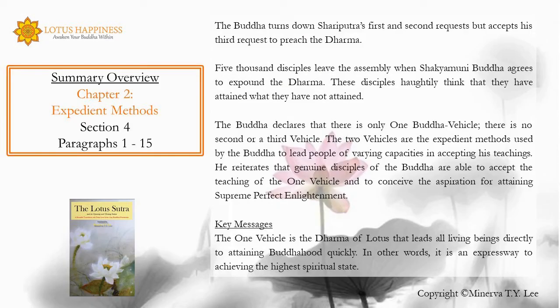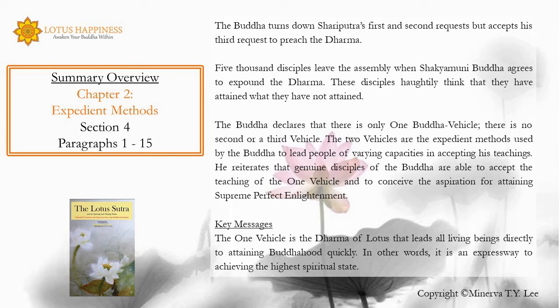Summary Overview. Chapter 2, Expedient Methods, Section 4, Paragraphs 1 to 15. The Buddha turns down Shariputra's first and second requests but accepts his third request to preach the Dharma. 5,000 disciples leave the assembly when Shakyamuni Buddha agrees to expound the Dharma. These disciples haughtily think that they have attained what they have not attained.